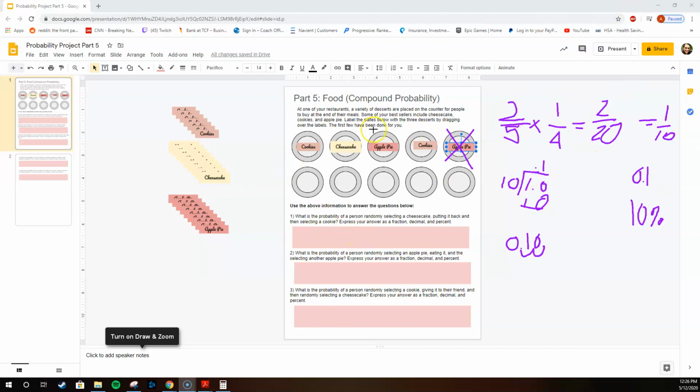So make sure that you take your time, read the questions carefully today, and think if they are independent or dependent events for the probability. Then you will find your simplified fraction, your decimal, and your percent. If you have any questions, make sure you reach out and ask.